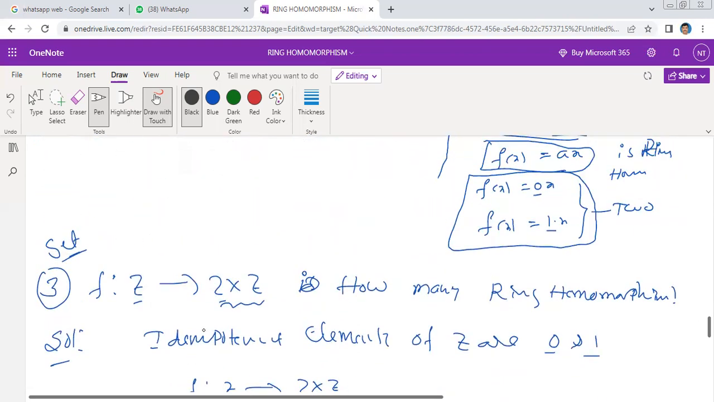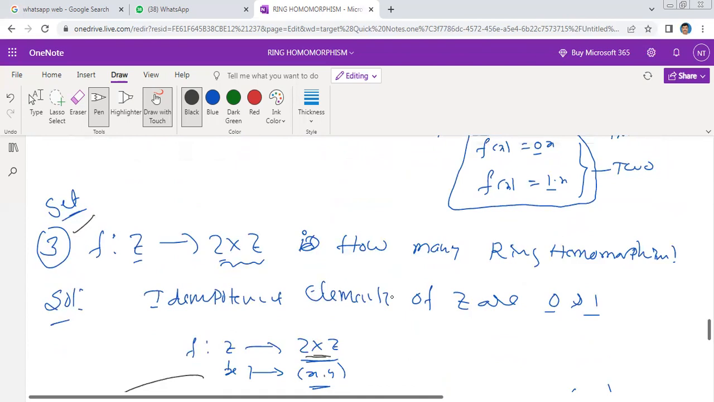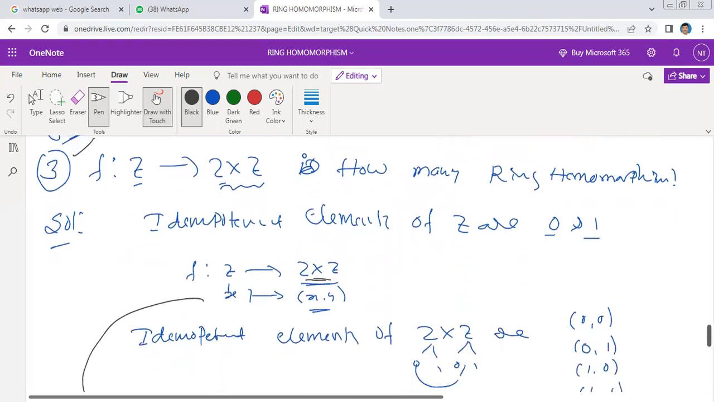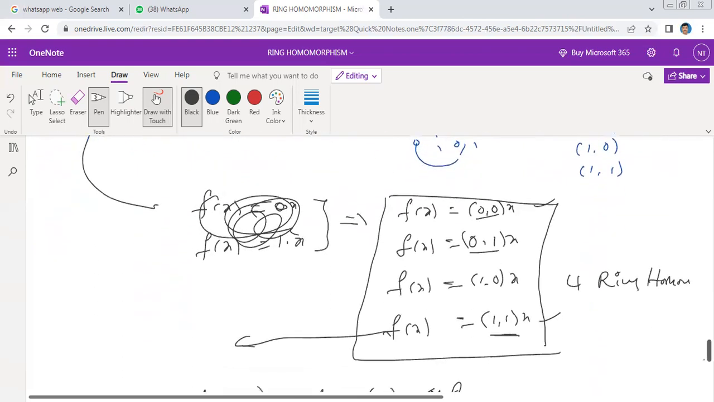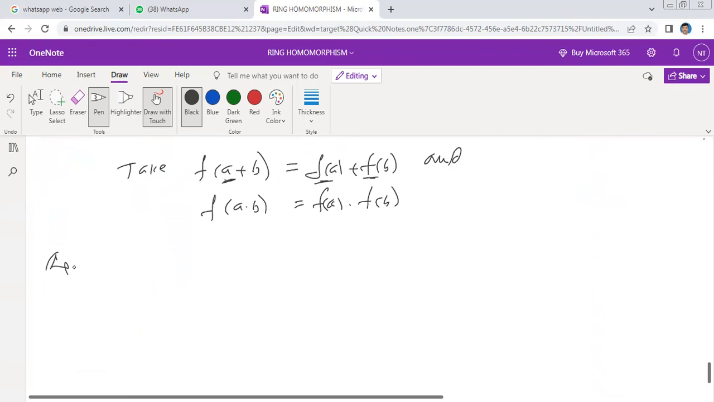Yeah, how many homomorphisms are possible here? 4 ring homomorphisms are possible. If I am changing the domain and codomain, interchanging them, my question is, how many homomorphisms are there? Suppose f is a mapping from Z cross Z to Z. How many ring homomorphisms are possible?